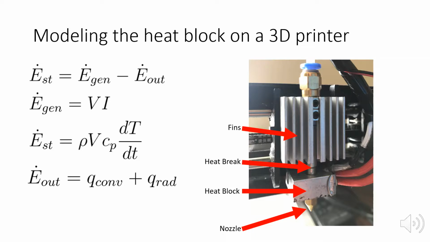Above the heat block is the heat break, which is designed to prevent heat creep. The heat break is placed in an array of fins to promote greater heat transfer.